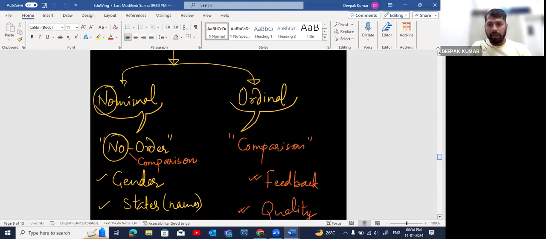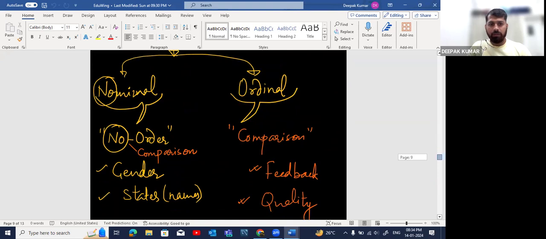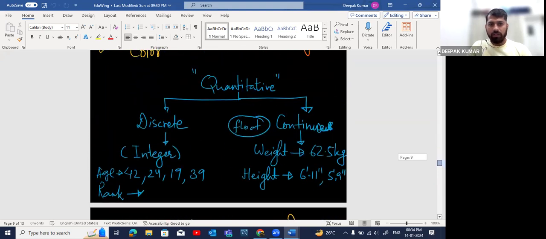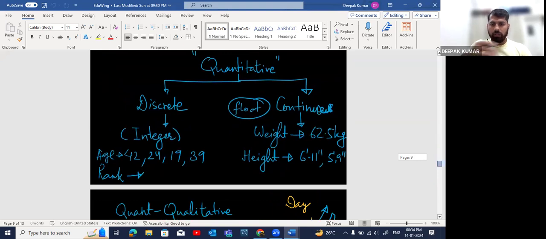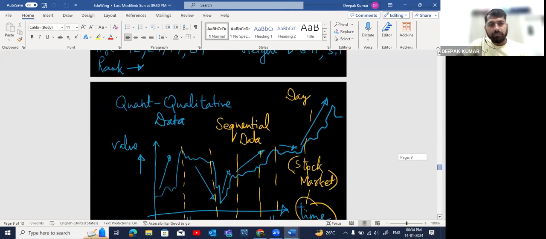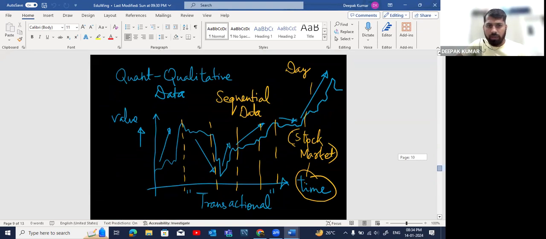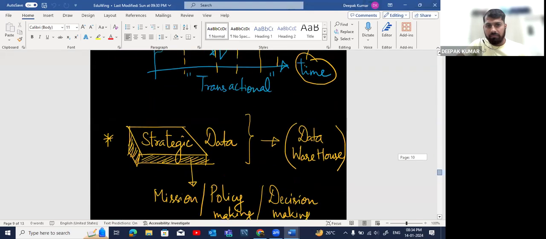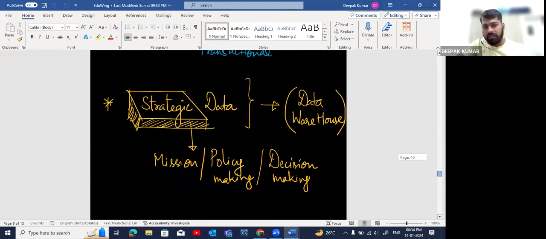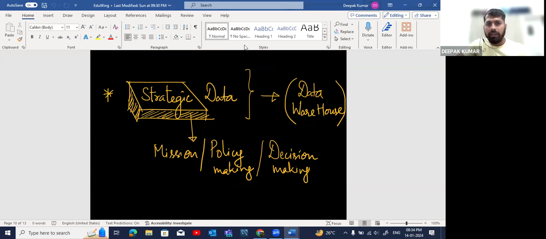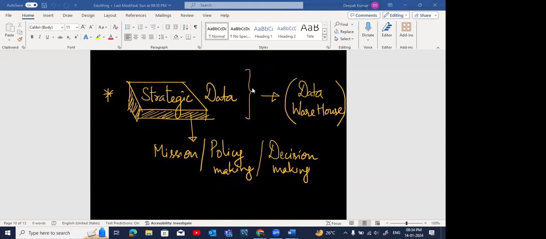Comparative data and non-comparative data were also discussed. Then quantitative data, what is used in a continuous manner and what is used in a discrete form. Qualitative data as far as the stock market is concerned, so we consider it sequential data in terms of qualitative. Then strategic data, where we discussed the mission, policy making, and decision making it is used in. Data warehouses are used to store the strategic data, not the databases.